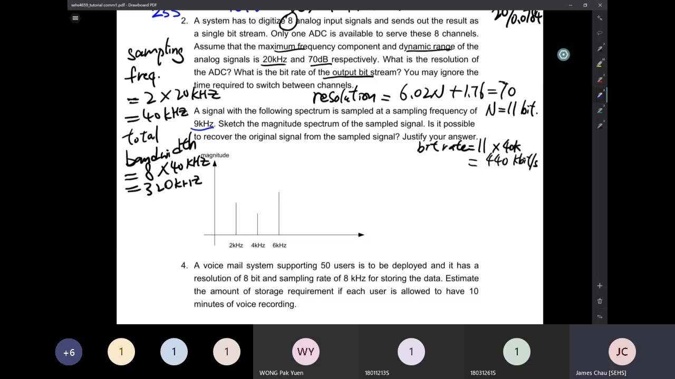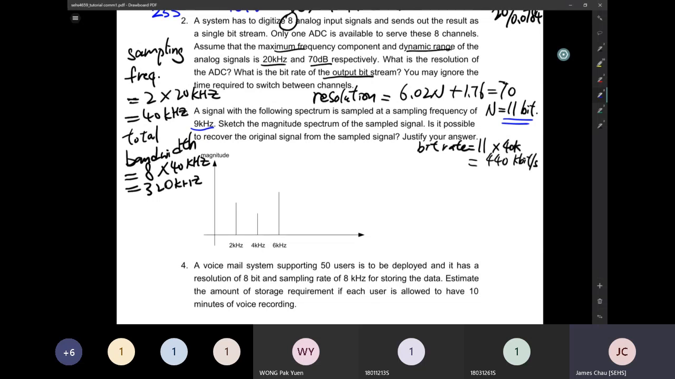Okay, someone asked me about 11-bit. Now 11-bit comes from here. Okay, that means the answer of the first part.